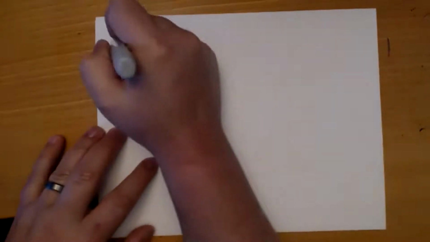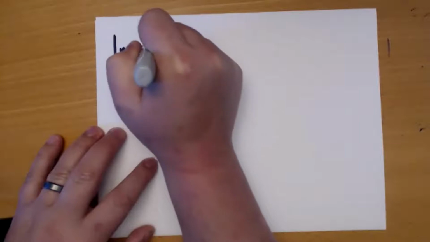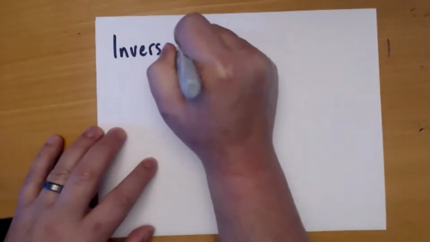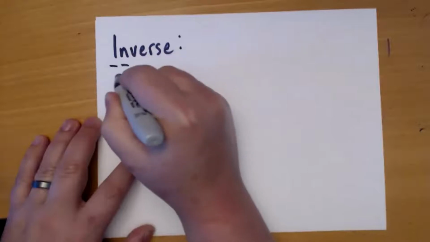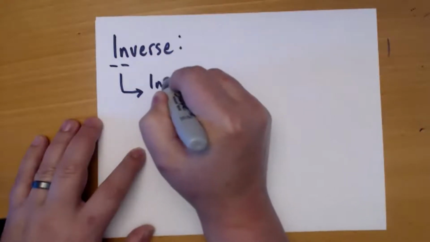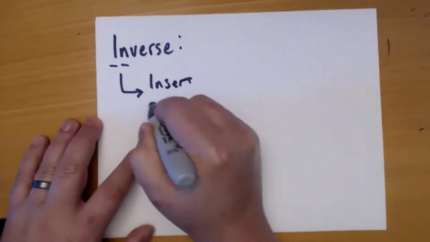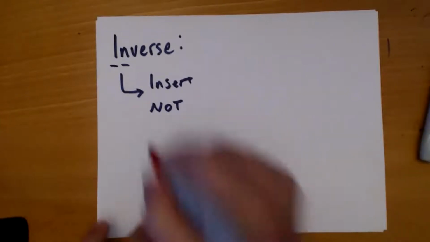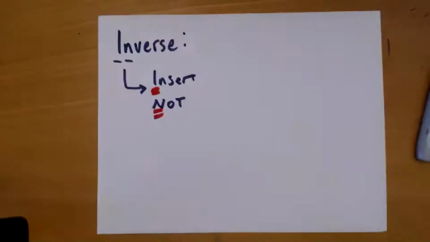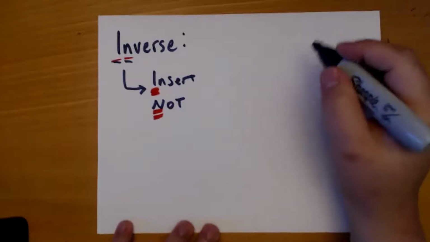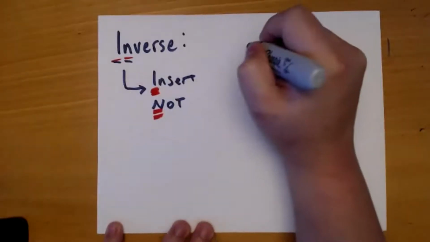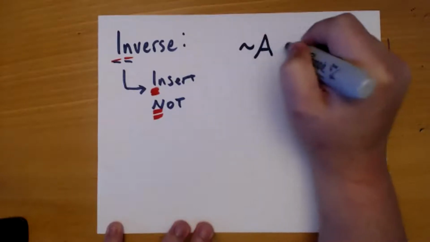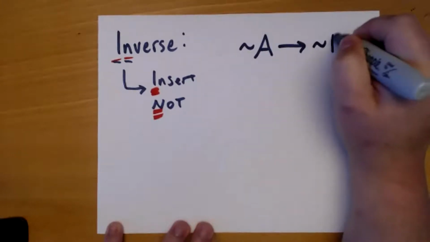Let's do the next one, the inverse. In the inverse, you insert "not." A little mnemonic to help, I guess. Let's just do an example. We don't change the order. We just make the pieces negative.